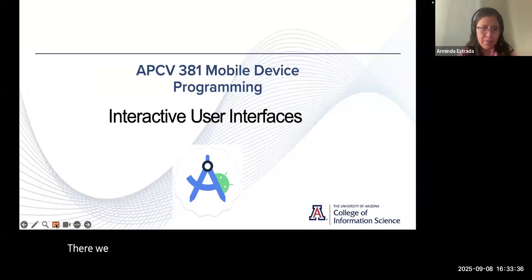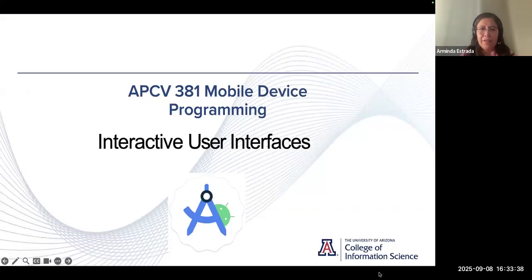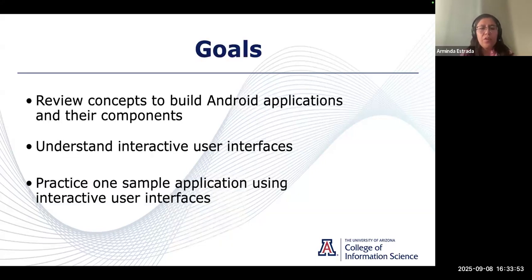All right, so then we have APCV 381 mobile device programming, and this is the interactive user interfaces. So this is chapter 2 of the Android Studio Big Nerd Ranch book. Okay, so the goals here are to review concepts to build Android applications and their components, understand interactive user interfaces, and practice one sample application using interactive user interfaces.